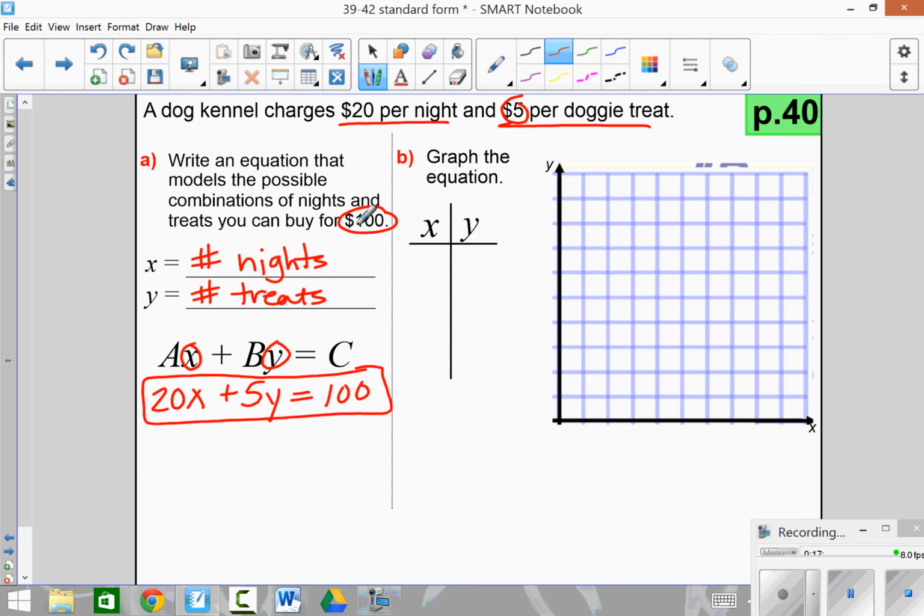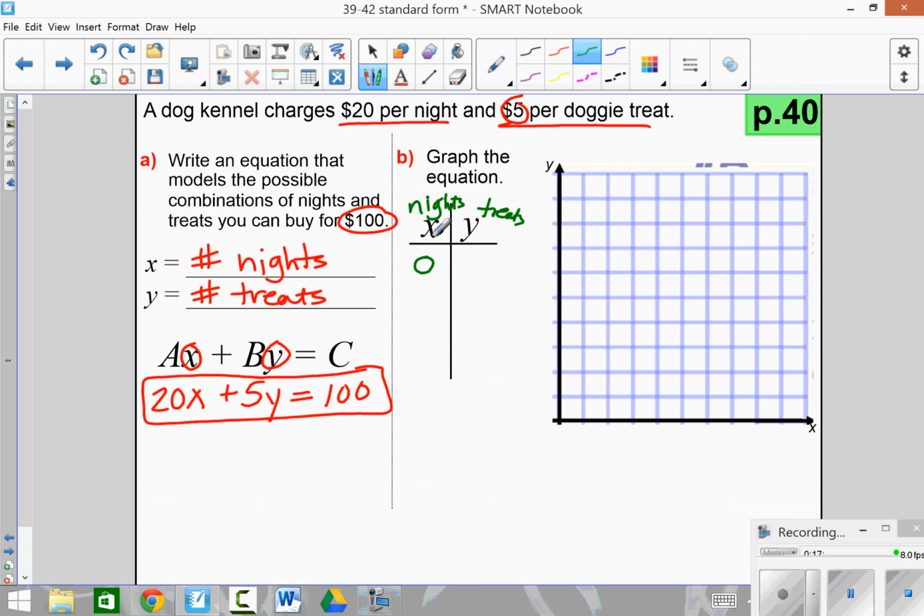Second part, let's graph the equation. Well, you only need 2 ordered pairs in order to make a line on a graph, right? So let's see if we can find 2 ordered pairs. The 2 easiest ordered pairs are the 2 extremes. So keep in mind, the x is the number of nights, right? And the y is the number of treats. So let's pretend that we are deciding to stay 0 nights at this doggy kennel. So we want to spend all of our $100 on just the treats.